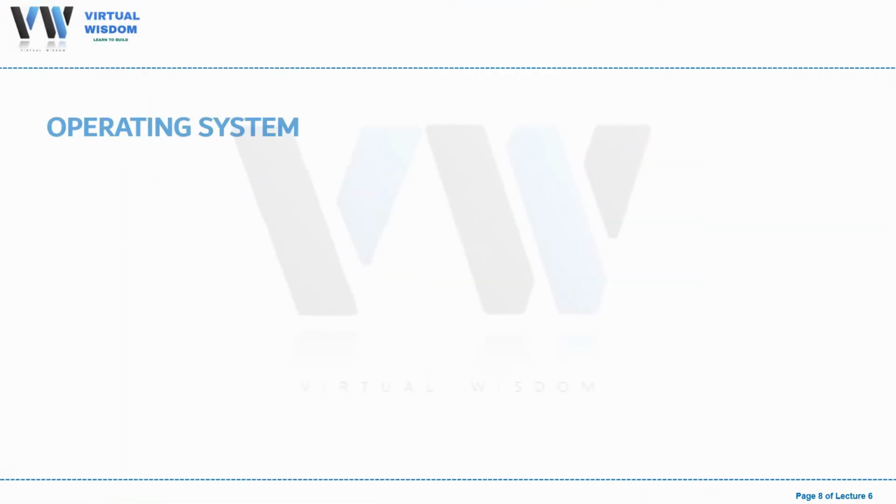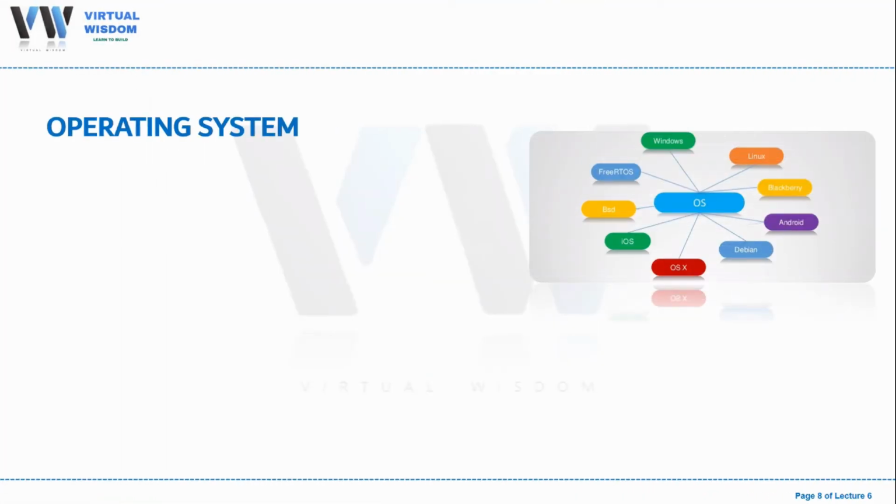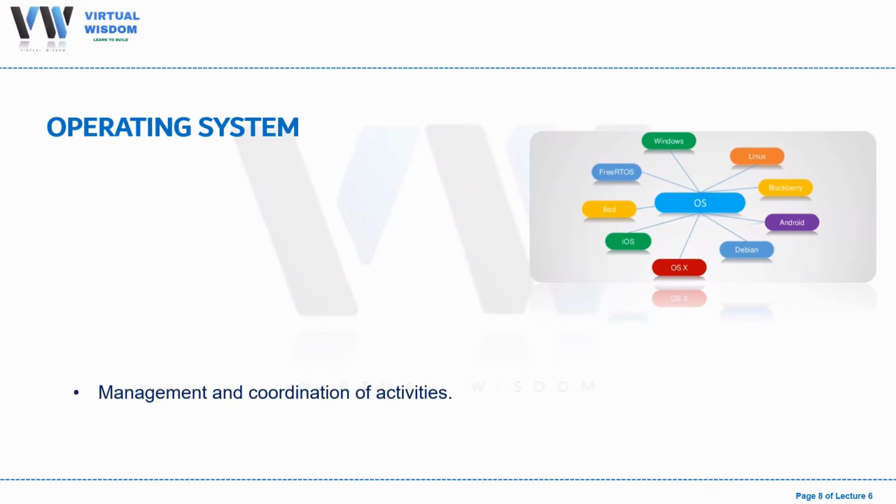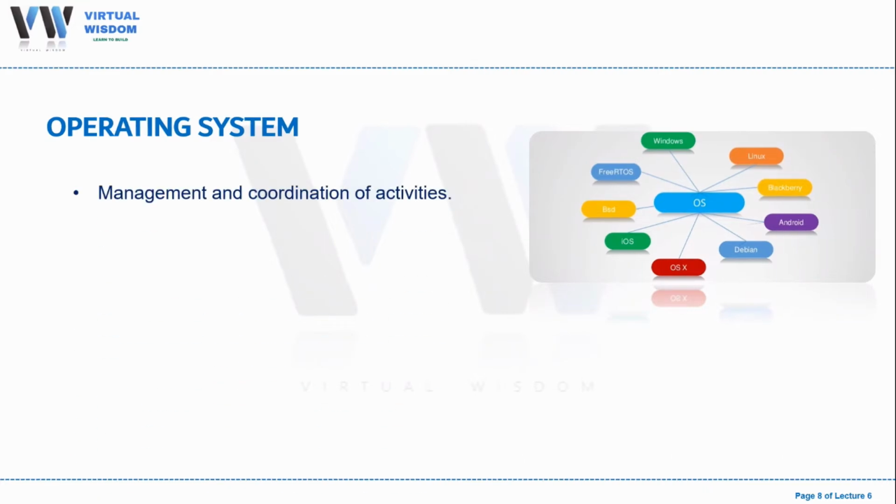Operating system or OS provides user the interface to perform multiple tasks. OS is mainly responsible for the management and coordination of all the activities performed by the computer. It basically provides the environment in which user can interact with the computer hardware efficiently.